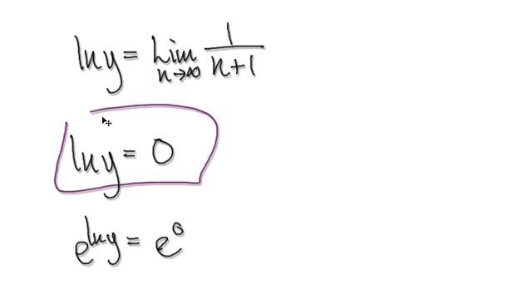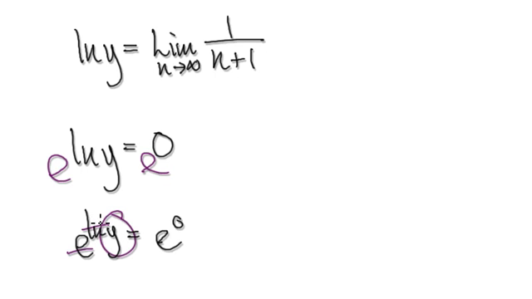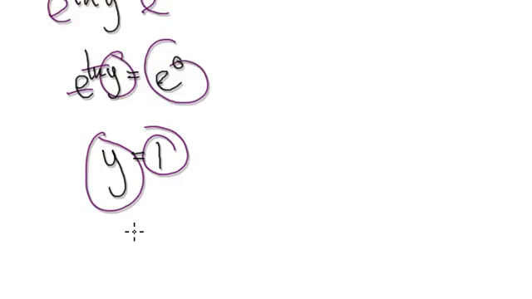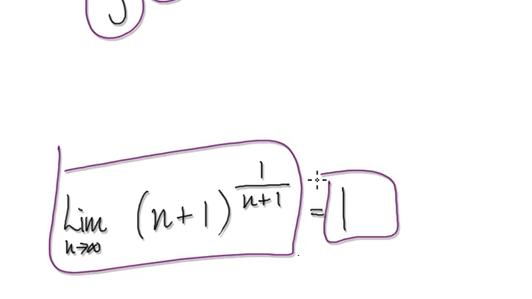So from here, exponentiate both sides. These two in a way cancel out, leaving you with y, and then this here equals this. So the limit is actually 1. So the limit of this whole thing here is 1.